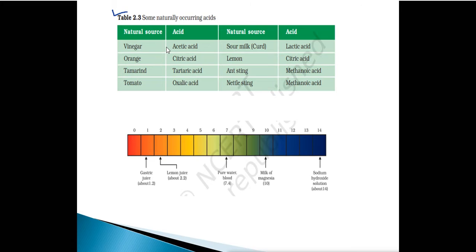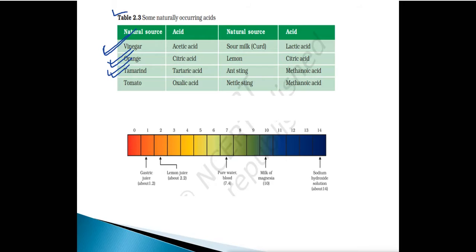It is very important. For example, in vinegar, which we use in Chinese food or even in some pickles, which acid is present? In vinegar, acetic acid is present. Even the chemical name of vinegar is acetic acid. Now next, orange. Orange is a citrus fruit. So in orange citric acid is present. Tamarind, from the name you can understand, tartaric acid. T for tamarind, T for tartaric acid. Remember like that. So in tamarind, tartaric acid is present.